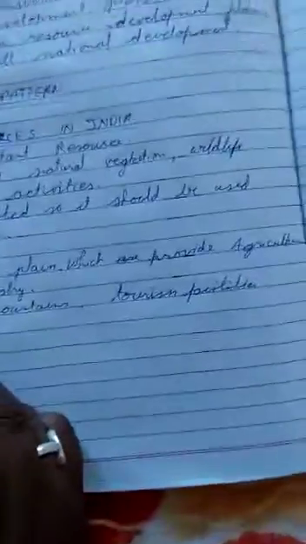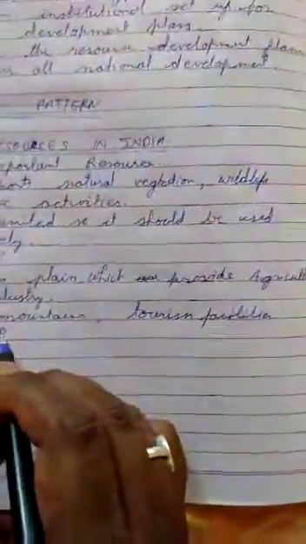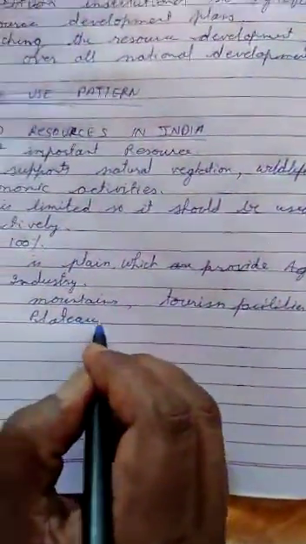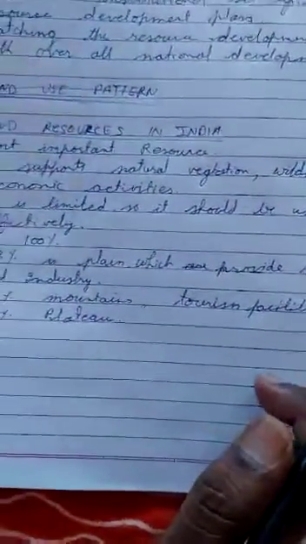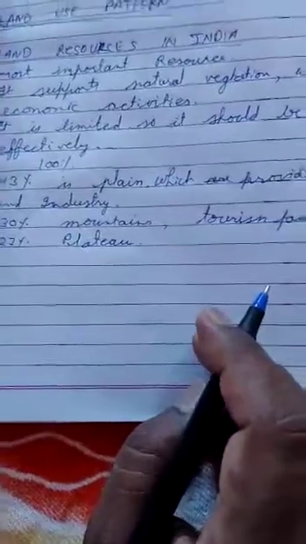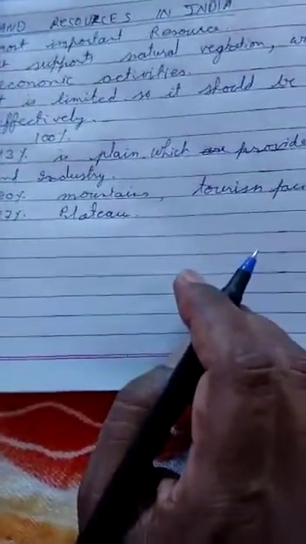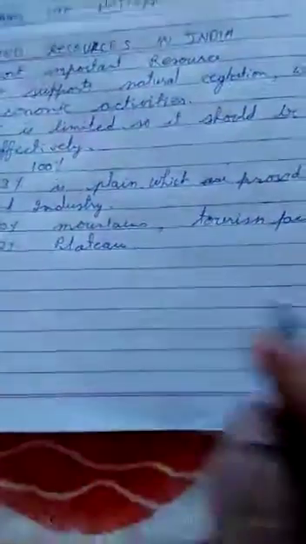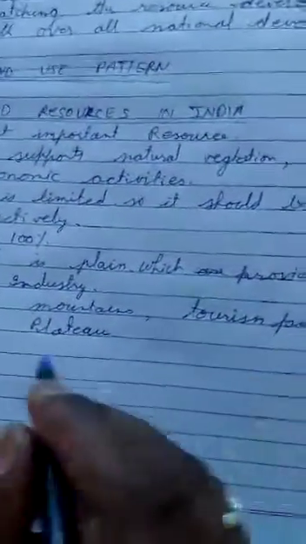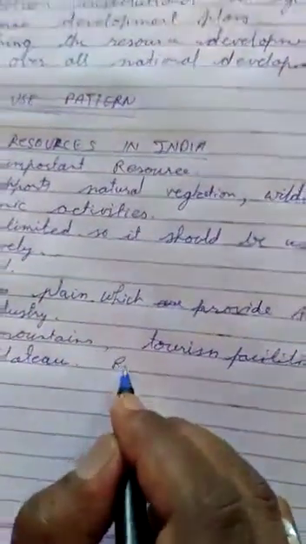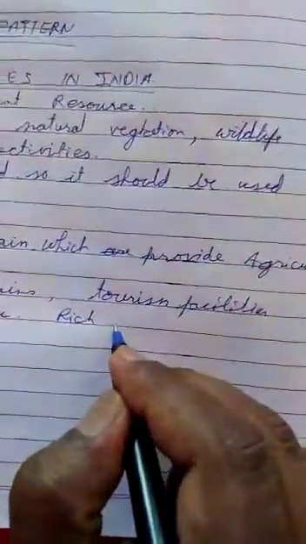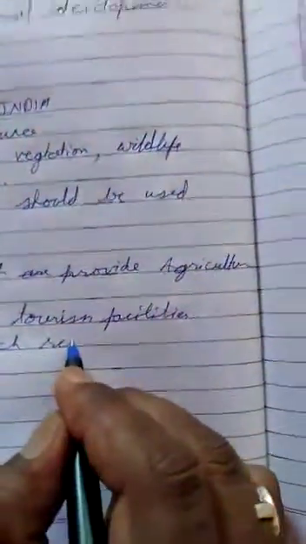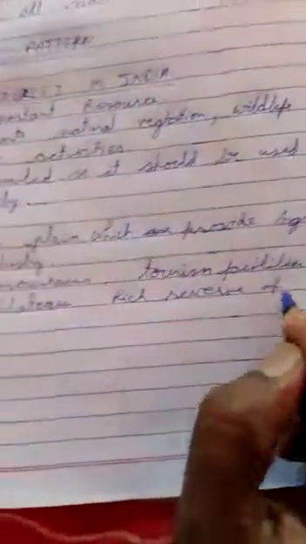The third says 27% is plateaus. That is the Peninsula Plateau, the lower half of India: Maharashtra, part of MP, Tamil Nadu, Telangana, Andhra Pradesh, Odisha. They are plateaus, and they have rich reserves of minerals.